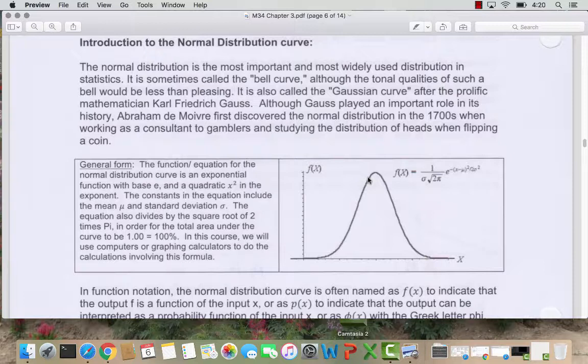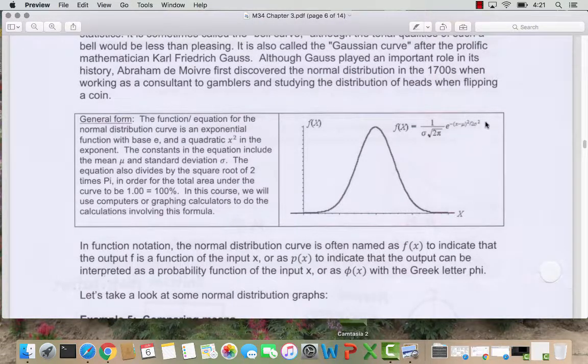Abraham de Moivre was the first mathematician to discover this normal distribution in the 1700s. He was working as a consultant to gamblers and studying the distribution of heads when flipping a coin. Here's the formula for this normal distribution curve.